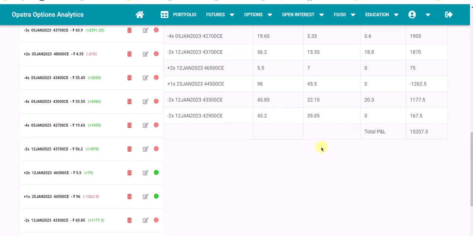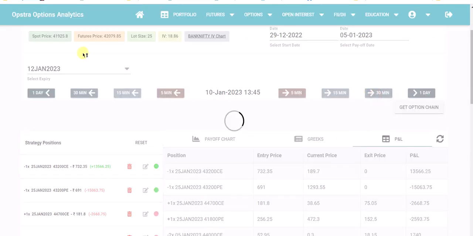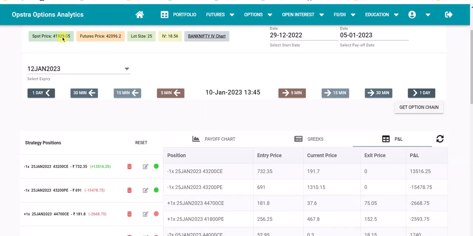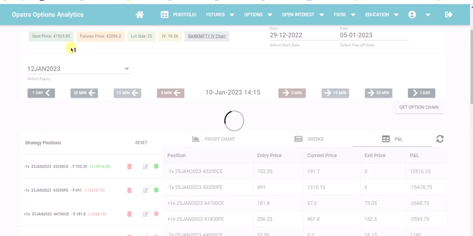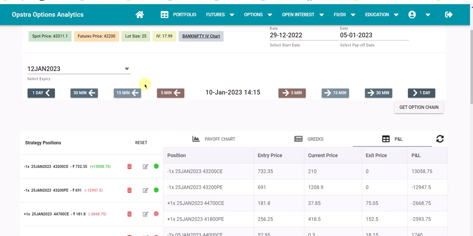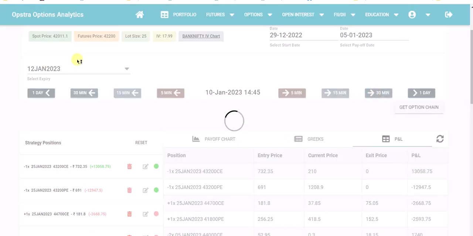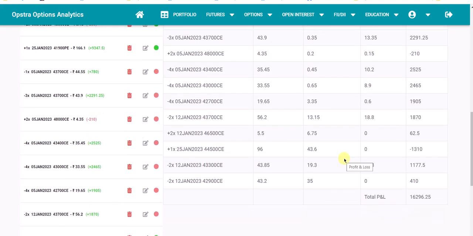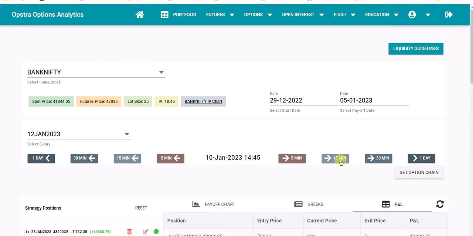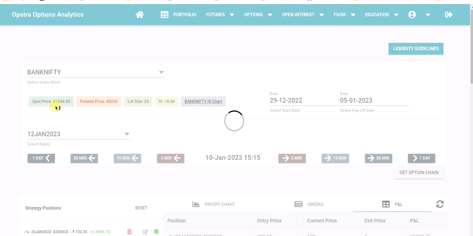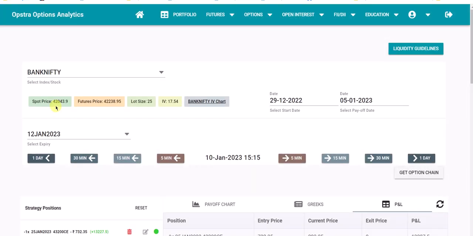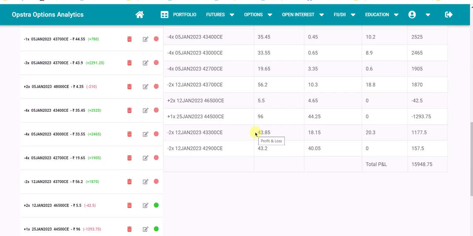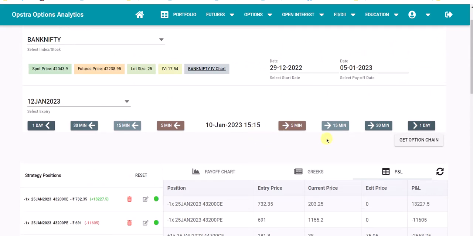And where is our sell leg? Not much movement. Not much movement. Okay, there is some 150 points, but we still have 35 rupees premium. 40 rupees premium.